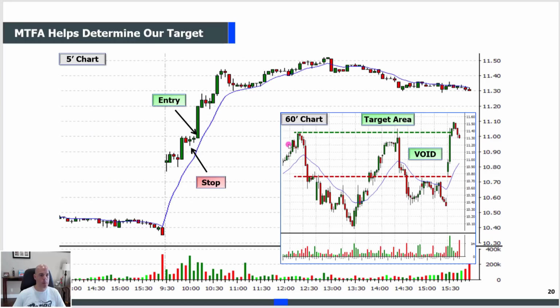Here's another example. Now we have a 60-minute chart, which is our higher time frame. So we get a gap up and we're going, wow, this is a relatively smooth pullback, right? From 11.40 down to about 10.40. It bounces, chops around. But what happens? It gaps up from 10.30 to 10.80.